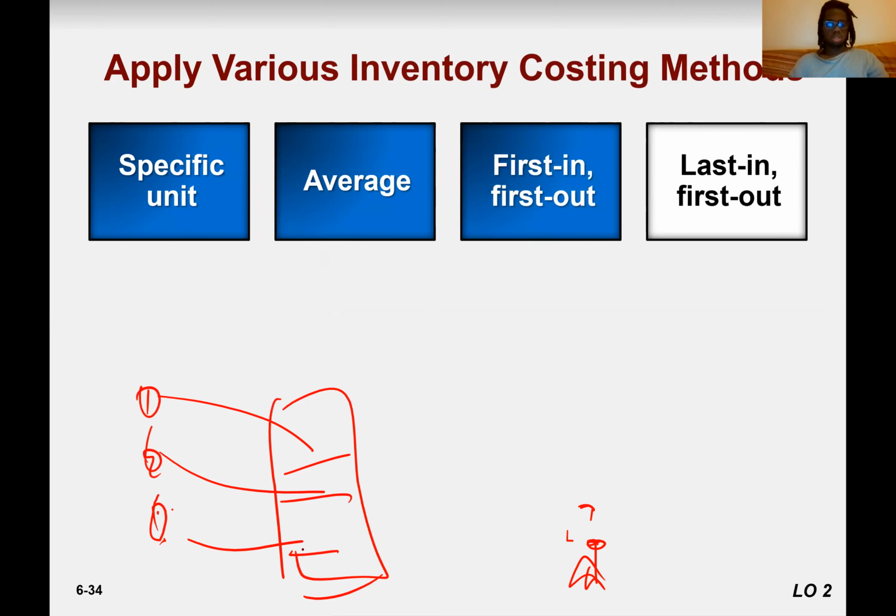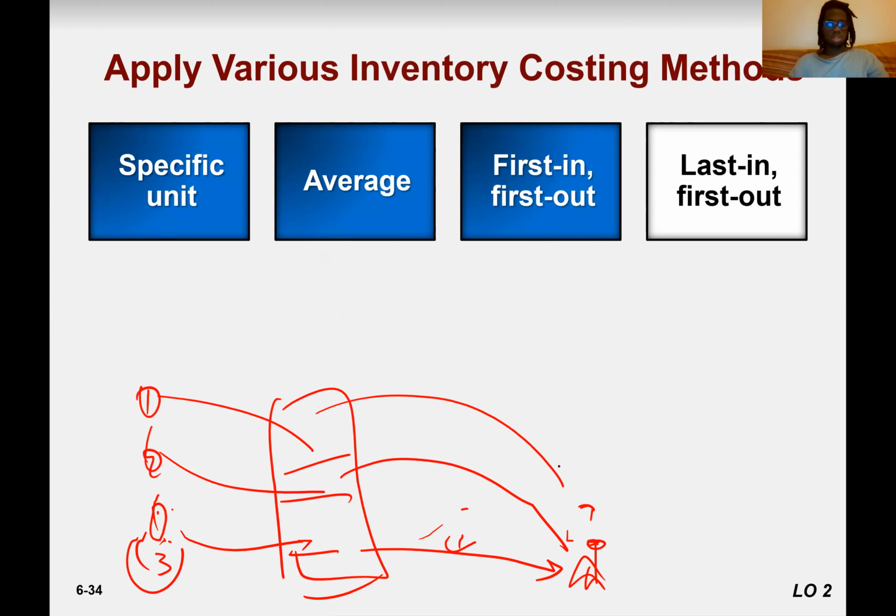These are coming to your factory. So last in, first out means if a customer places an order, the latest inventory that comes to your business will be sold first, and then the rest of the things are going to be sold. It's the opposite of first in, first out.